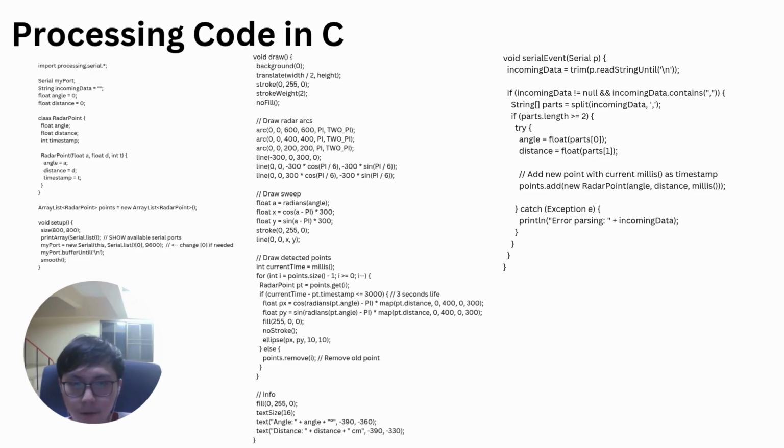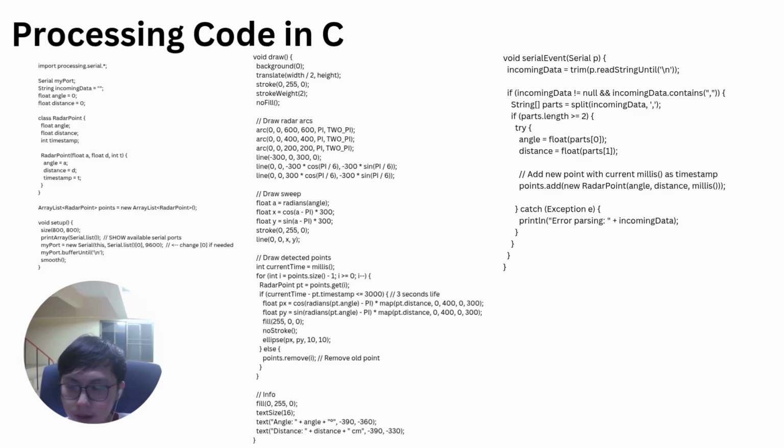in the radar diagram. So the first part of the code is myPort, which we use to set up the port that it will receive the information from. It is the same port that we plug the Arduino board into. And then we have the angle, distance, and timestamp. These are the variables that we use to receive the information.